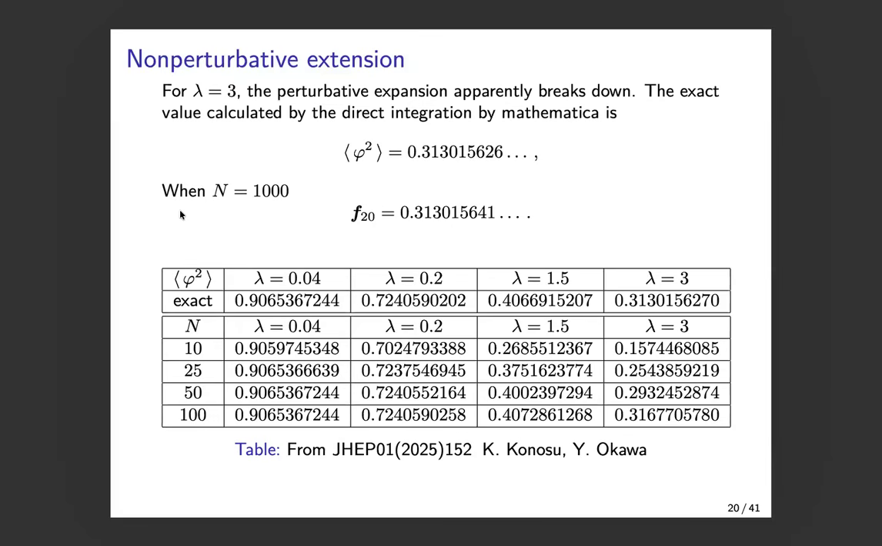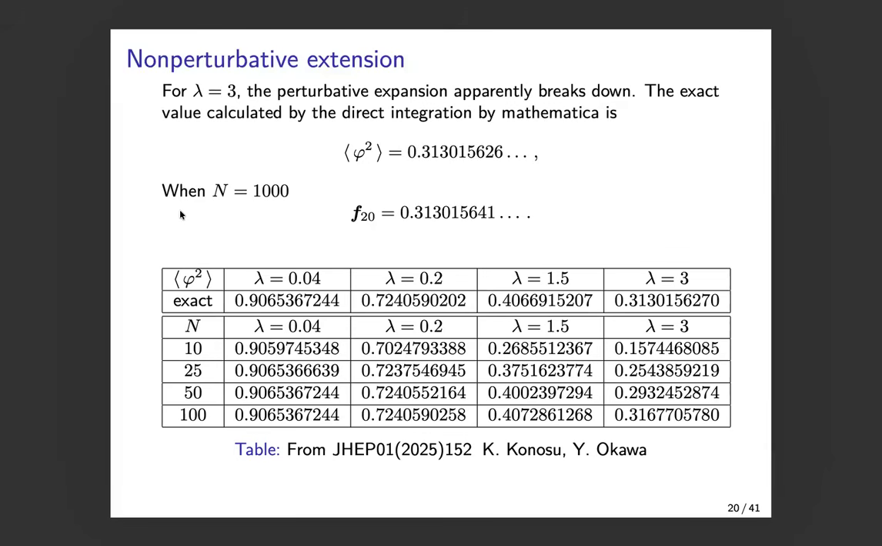When we take lambda equal to 3, which is the region where the perturbative expansion apparently breaks down, the exact value calculated by direct integration by Mathematica is this value. And when we take the matrix size to be 1000, the 2-point function from our formula is this value. Comparing these two, the results agree with high precision.